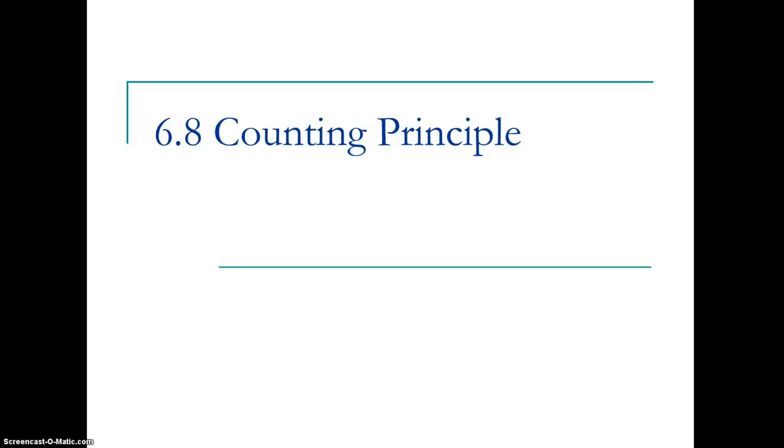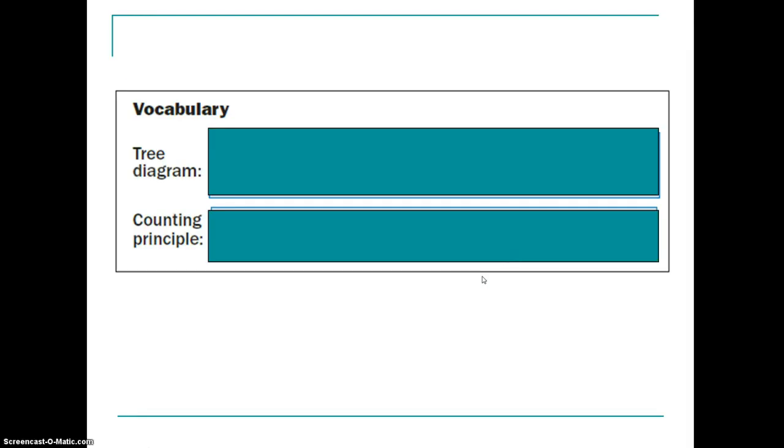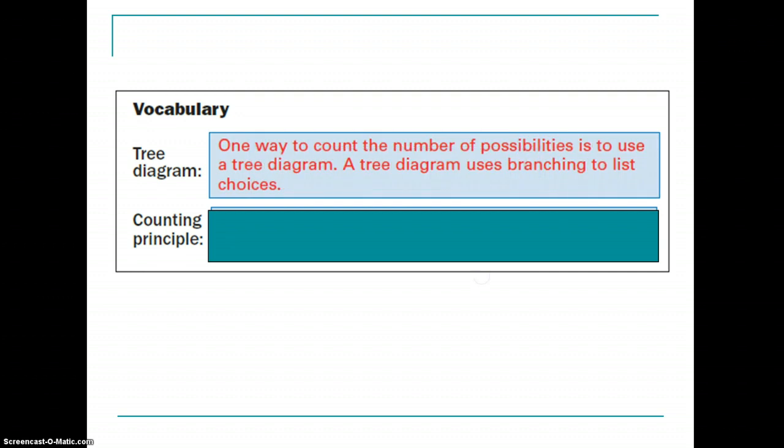Lesson 6.8, Counting Principle. A tree diagram is one way to count the number of possibilities. It uses branches to list choices.